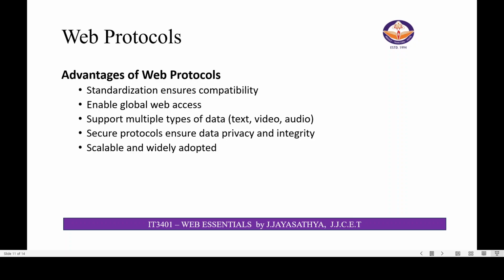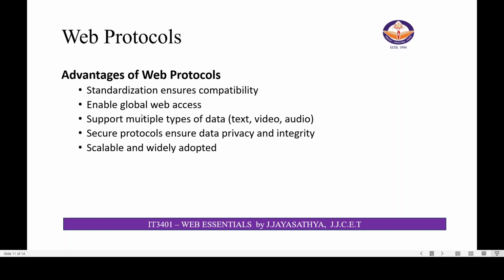And what are the advantages of web protocols? The first is standardization, which ensures compatibility. Imagine sending a letter. If everyone uses the same format, address at the top, message in the middle, the postal system can easily understand and deliver it. Similarly, web protocols like HTTP, HTTPS and TCP/IP are standardized, so all internet systems speak the same language. Without standardization, websites may not load properly or browsers may not understand how to display them.